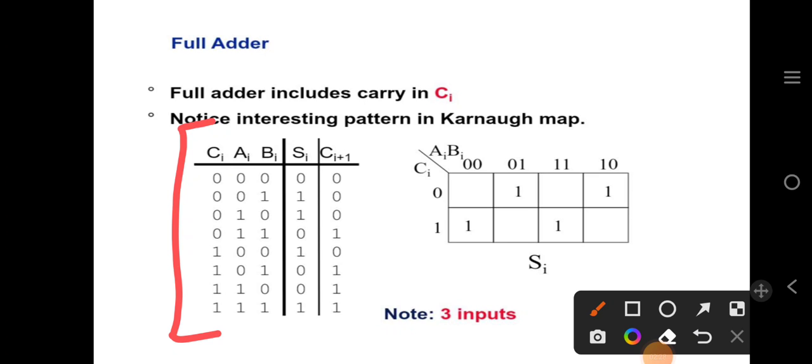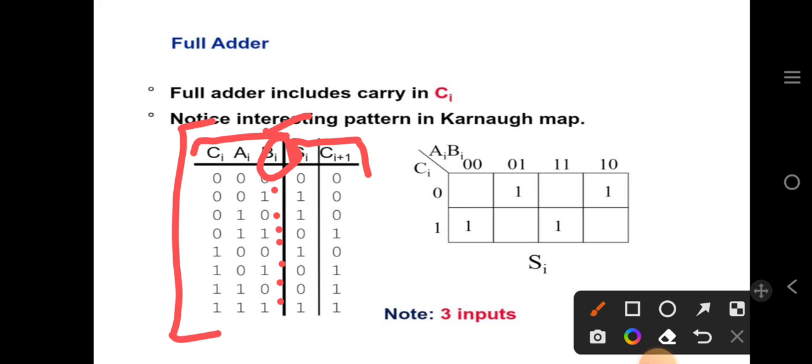As we know, for a full adder there are 3 inputs. So we have drawn a truth table for 3 inputs Ci, Ai and Bi, and 2 outputs, Si and Ci plus 1. So this is the truth table. How can we write it? Initially, for the first bit we will consider B. We have taken 0 1 0 1 0 1 0 1.